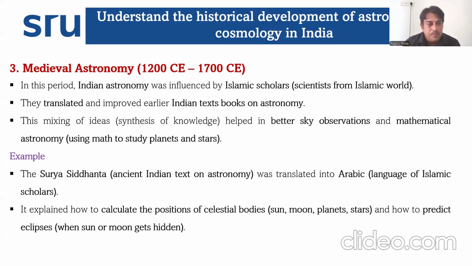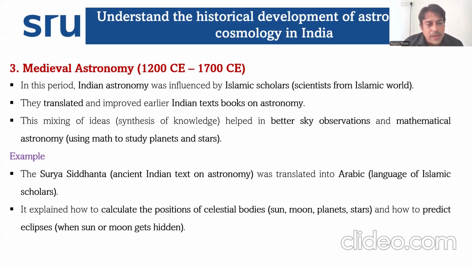For example, the Surya Siddhanta, an ancient Indian text on astronomy, was translated into the Arabic language for a better understanding of those people. It is the language of Islamic scholars, because those scholars would like to read the content to do further research on astronomy. That is the reason they translated the majority of the books into the Arabic language.